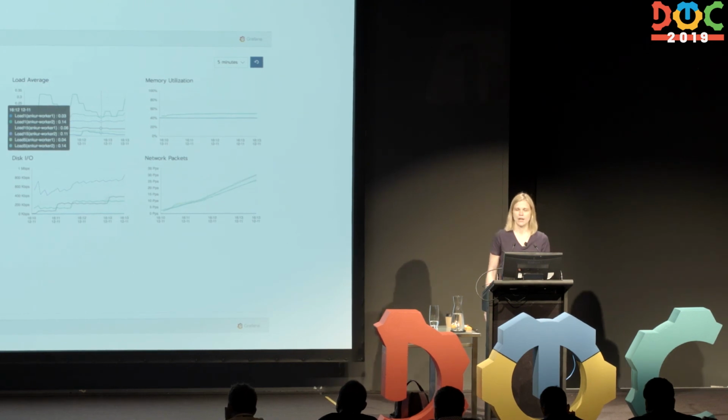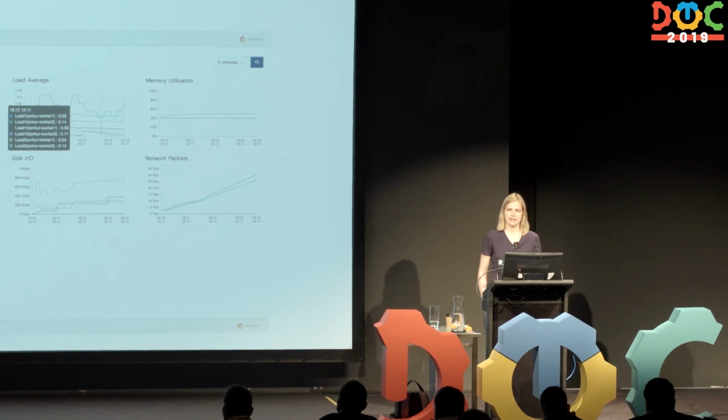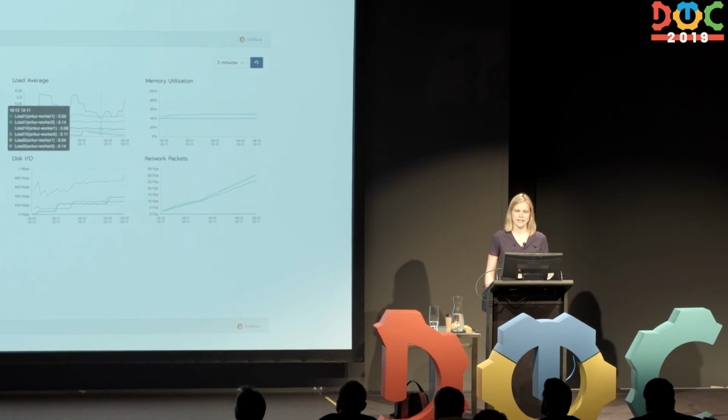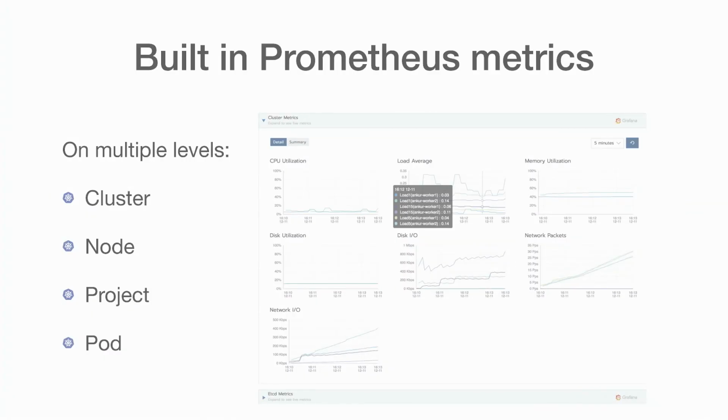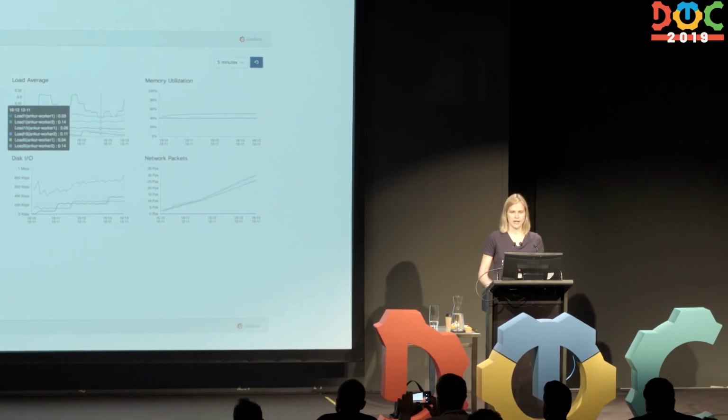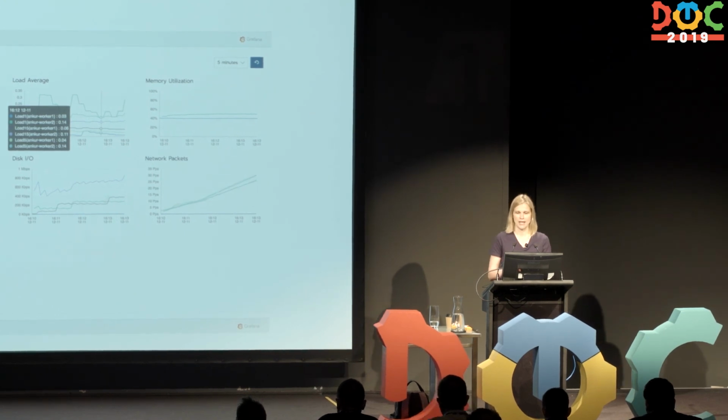Prometheus is probably the most popular tool lately when it comes to monitoring. It lets you configure a different set of metrics, and we run it as embedded monitoring on the cluster level, on the node level, on the project level, and on the per-pod level. So you can see what's going on at the top level, on the cluster, or if some application consumes a lot of resources, you can view it on a per-application basis as well.